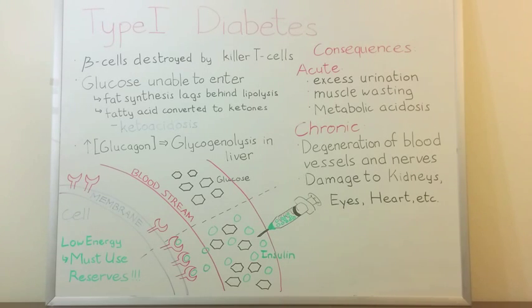However, in the bottom half, which you will see depicted by a syringe, is a supplement of insulin into the bloodstream. Therefore, insulin is able to enter the bloodstream and interact with its receptors to allow glucose into the cells.